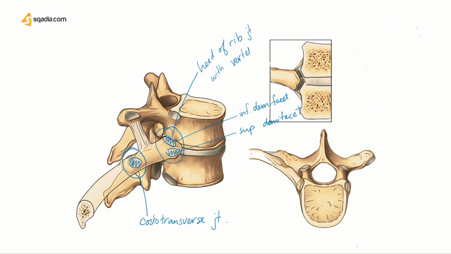So an important point to understand is that the rib always articulates with the superior demifacet of the vertebra of the same number. So let's suppose this is rib number 4. This vertebra would be T4, and this vertebra would be T3. Okay? Now here's where it gets complicated.